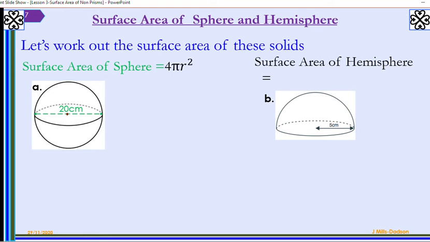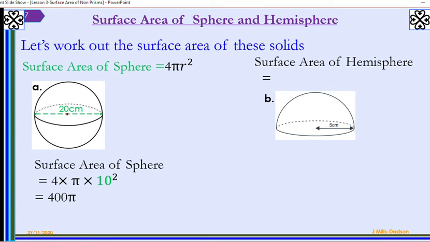Surface area of sphere and hemisphere. Surface area of a sphere is given as 4 pi r squared, so you need to remember that 4 pi r squared. So this is a sphere, diameter is 20 cm, so half of that is 10. That gives me a radius. Substitute 10 into the formula. I'm going to have 4 times pi times 10 squared. That gives me 400 pi. And if I want my answer in 2 decimal places, it's 1256.64 centimeters squared.